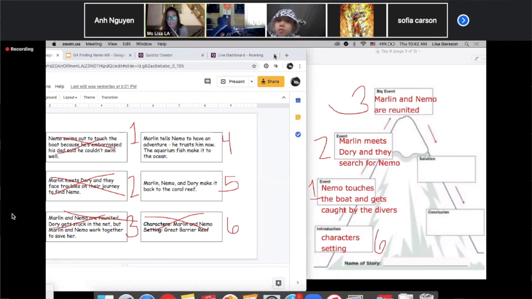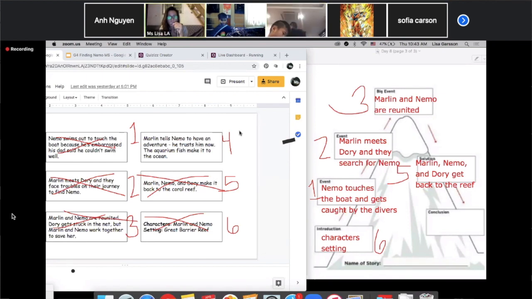What happens before Marlin tells Nemo to have an adventure? Marlin, Nemo, and Dory make it back to the coral reef. Okay, so Marlin, Nemo, and Dory get back to the reef. Number 5. And what is our resolution to this story? How does our story finally end? Marlin tells Nemo to have an adventure.